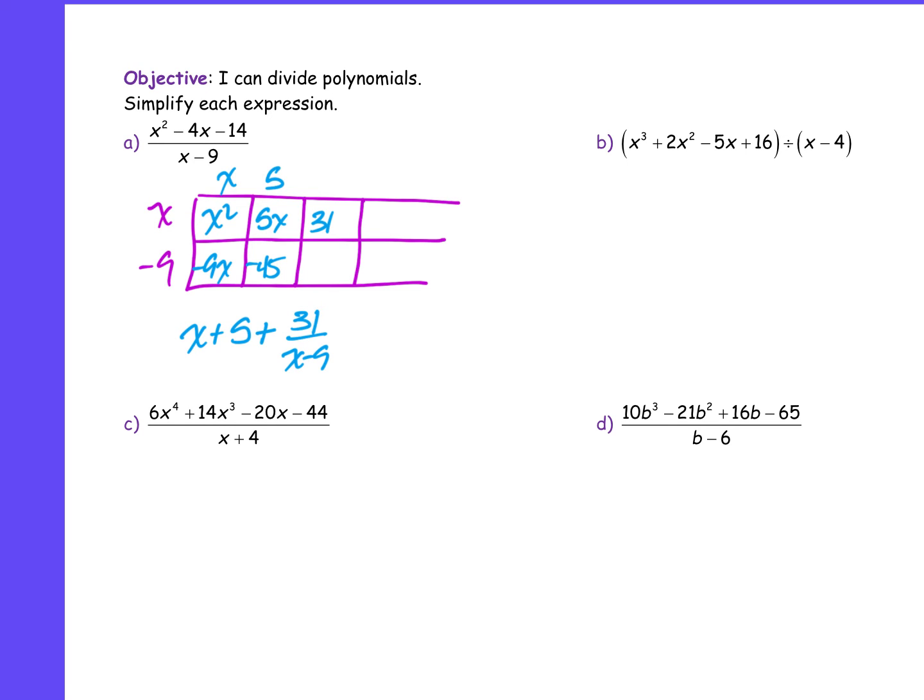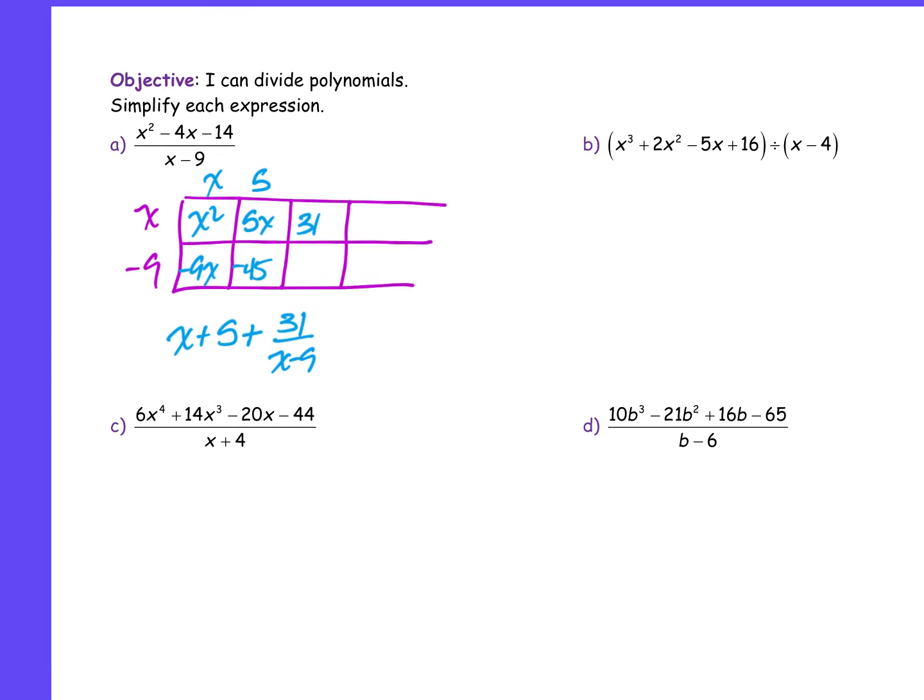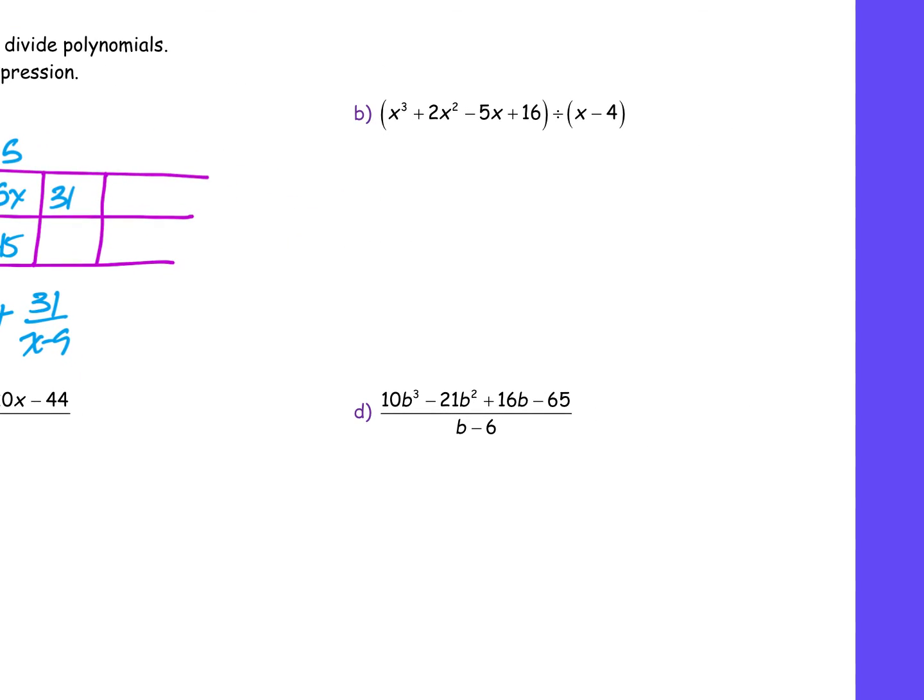Almost everyone I saw got the first one right. Good job. Except you forgot your plus signs. Okay? So second one. I really want to get to the third one.